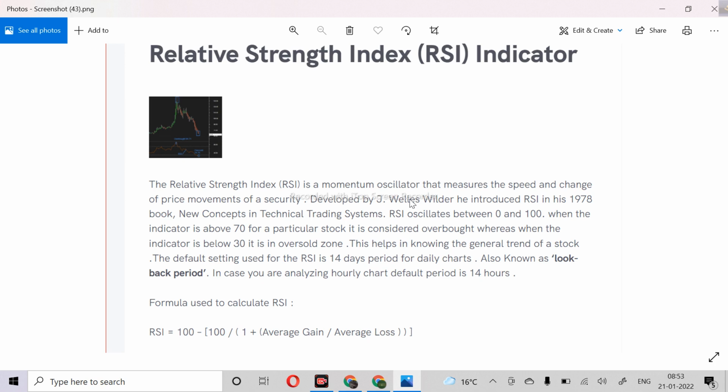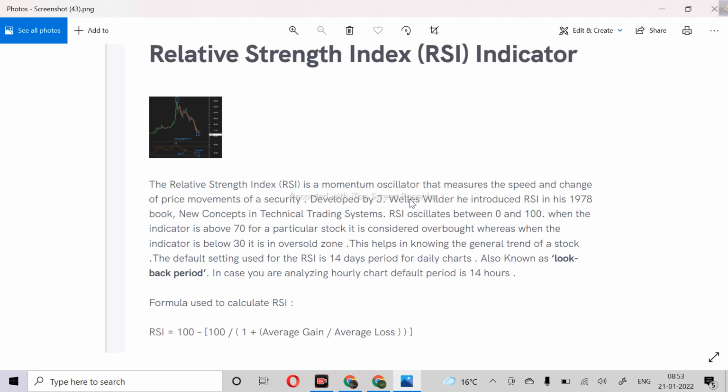So RSI basically oscillates, or moves, from 0 to 100. So the RSI index can be anywhere from 0 to 100. And how to choose a stock? Suppose one stock has an RSI of over 70. That means the stock is in the overbought zone. That means many people are showing keen interest in that stock, so more and more people are getting that stock in their portfolio.